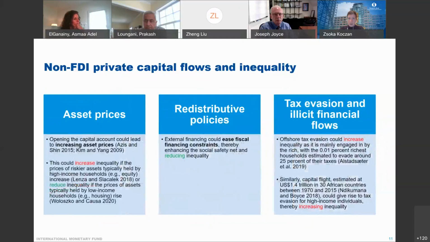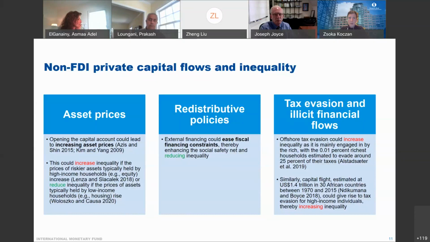These capital flows could also have an impact on inequality through their effects on asset prices. And here the impact depends very much on the prices of which assets are affected and who holds these. So inequality could increase if this results in an increase in the prices of assets that are primarily held by richer households, such as equity. Theoretically, it could also reduce inequality if it increases the prices of physical assets, for instance, housing, which tends to account for a larger share of the wealth of poorer households.